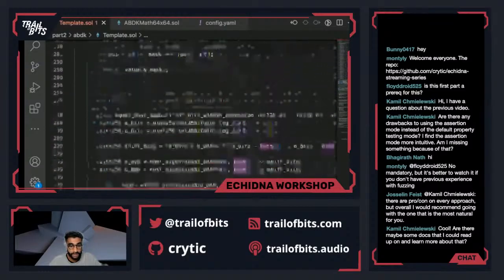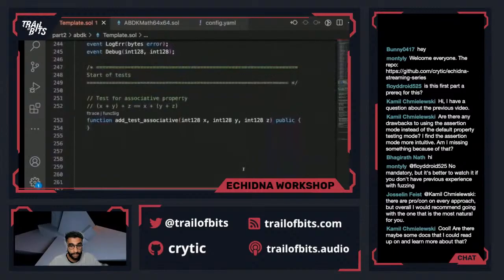Okay, so let's actually write our properties. We're going to first start with testing the associative property of addition. So note that we're taking in 3 parameters, x, y, and z. They're all free variables. That means Echidna will try to fuzz these values. So x, y, and z will be anything between the minimum of an int128 and the maximum of an int128.